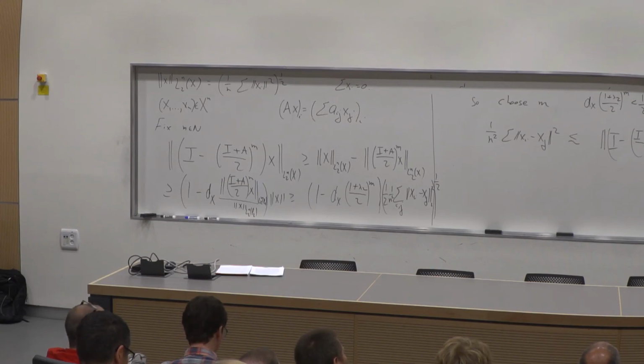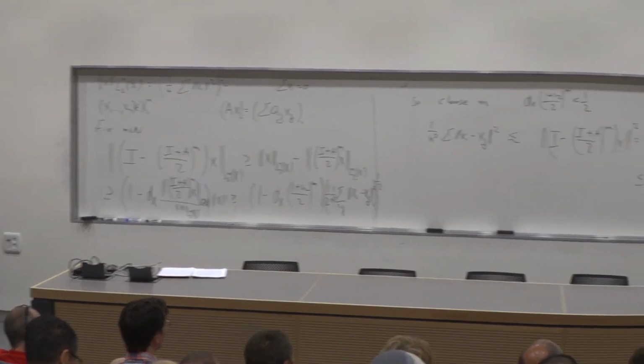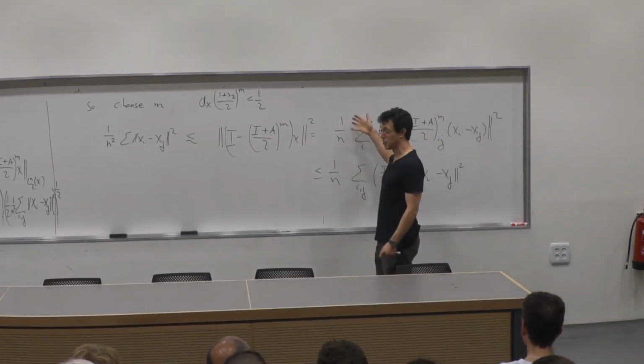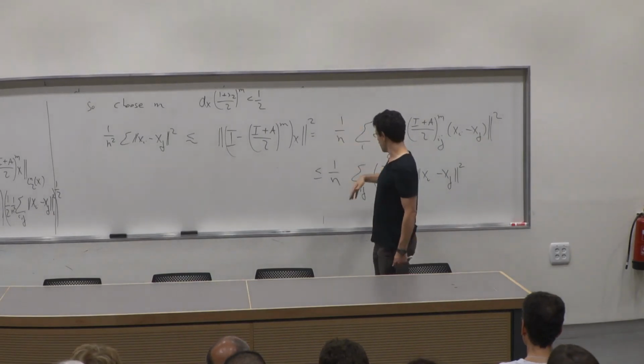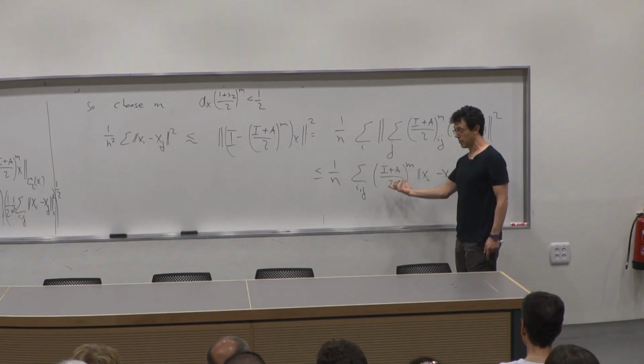And now use convexity, that it's a norm. That's at most 1 over n, sum over i, j, of ((I plus A) over 2) to the m, ij, times (xi minus xj) squared. Okay? So this is almost the inequality, even better than the inequality that we wanted, because we've got a constant here, except that I don't have the matrix that I was interested in, I have its mth power.